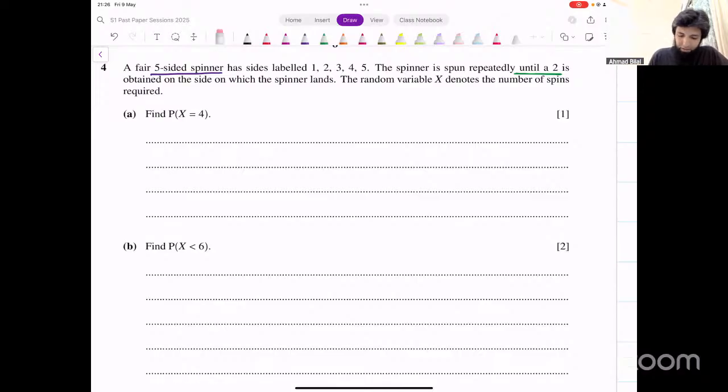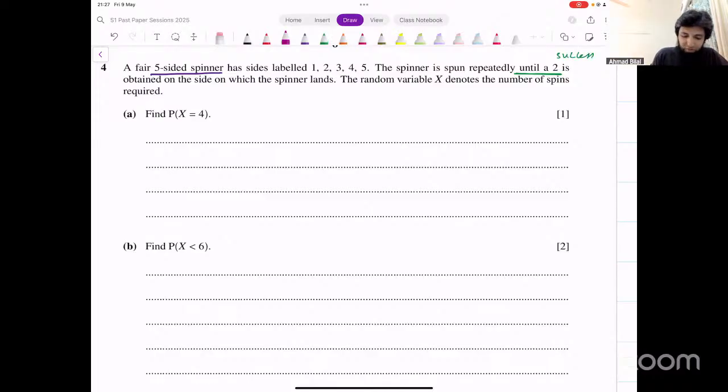Okay. The random variable x denotes the number of spins required. Find the probability of x being equal to 4. So number of spins required to get a 2, until you get your first success. So we are calling getting a 2 a success.